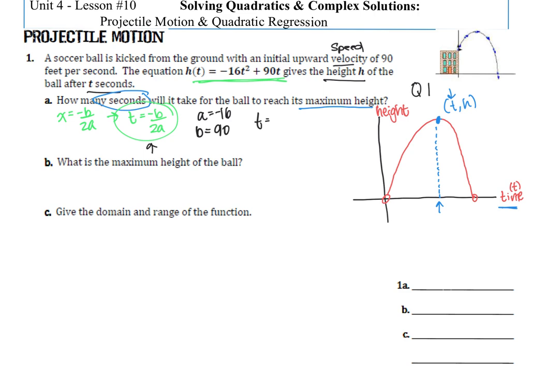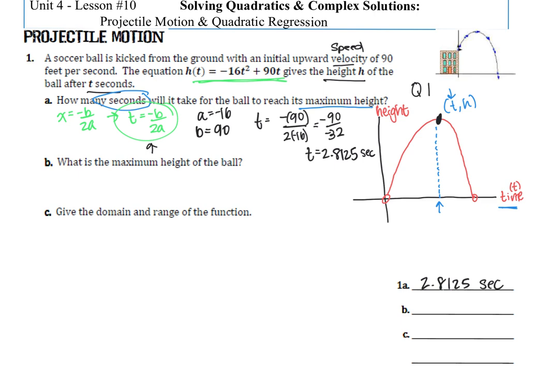So the time that the ball is at its maximum height will be negative 90 over 2 times a, which is negative 16. So we have negative 90 divided by negative 32, and that's going to equal about, let's see, 2.8125 seconds. So we're going to write that on 1a here. So 2.8125 seconds. That's how long it took the ball to get to that highest point. Pretty cool.